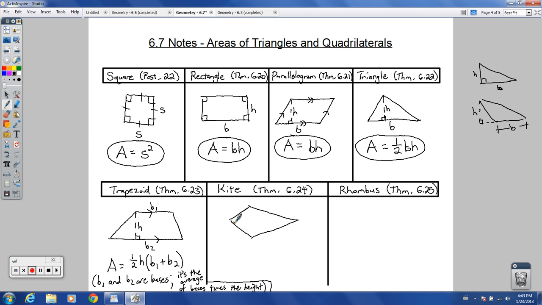And then let's draw in the diagonals as well on this one. So that would be one diagonal, that would be another diagonal. Kite, this is what makes a kite a kite. You've got two consecutive pairs of congruent sides.